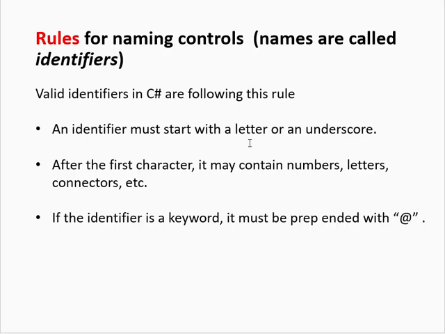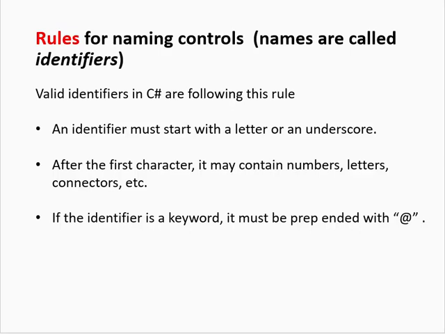An identifier must start with a letter or an underscore. Can't start with a number, can't start with a special character. But after the first character, it can contain numbers, letters, connectors, that's like underscore, etc. It can contain some special characters, but not all. If in doubt, try it out in Visual Studio. If the identifier is a keyword, it must be prefixed with an ampersand. Remember, the keywords are special words in C# that have meaning from a programming point of view.